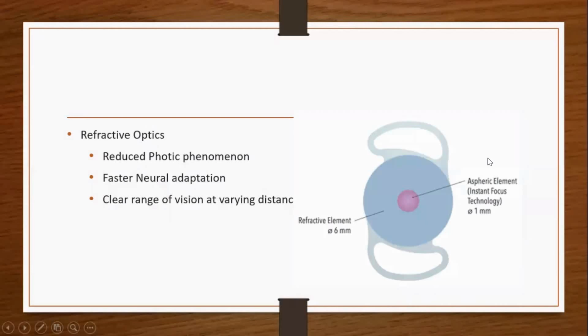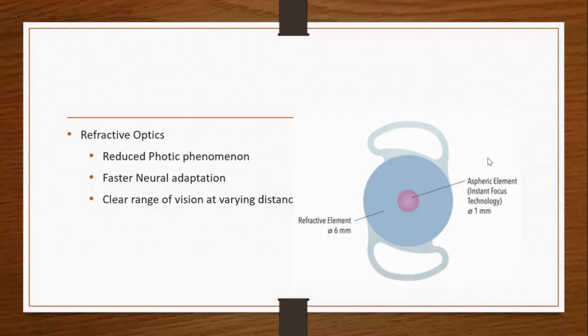One is since the 1 mm refractive zone is on the near paraxial axis, the focus will be a little longer. That will give the near vision, and then this peripheral zone is for the distance vision. In these lenses, the doctor and the patient feel there will be reduced photic phenomena. Studies show that even with refractive lenses photic phenomena will be there, but not as much when compared to the diffractive lens.